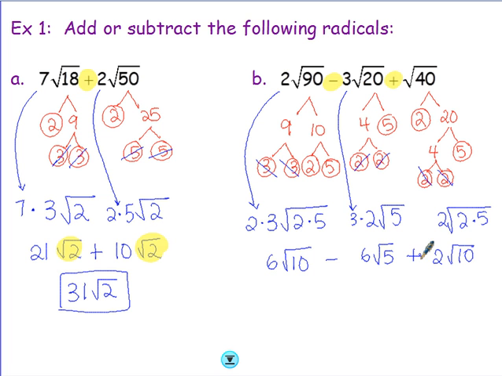Now we're looking for like terms. Well, we have a square root of 10 and a square root of 5 and another square root of 10. So obviously these 2 are like terms. The middle one is not. Still important, but not a like term. So let's look at the 2 we are combining. That is a positive 6 and a positive 2. That makes a positive 8, radical 10. And the other guy, the minus 6 radical 5, still in the answer, tags along.